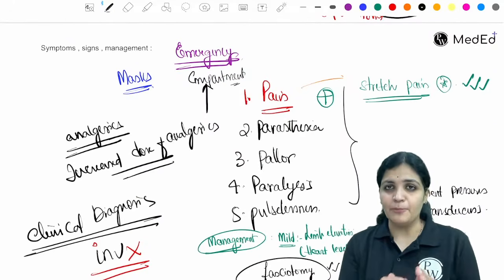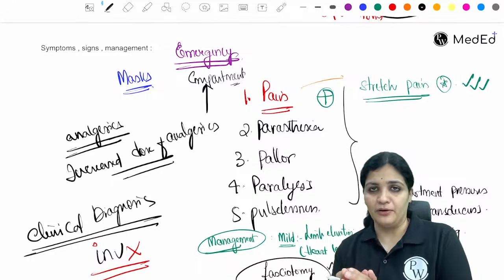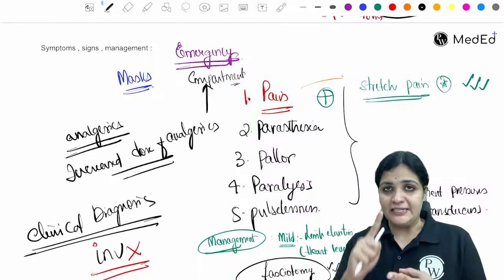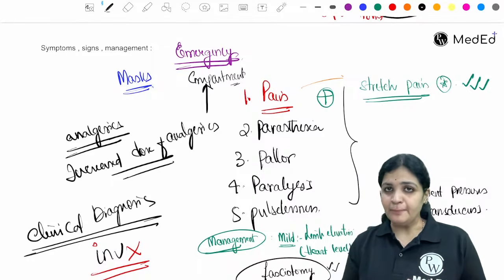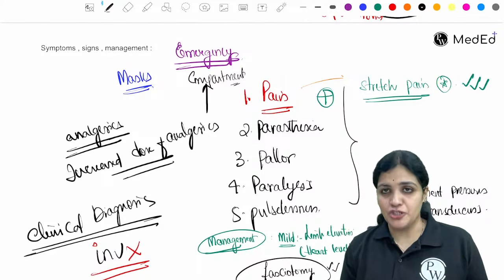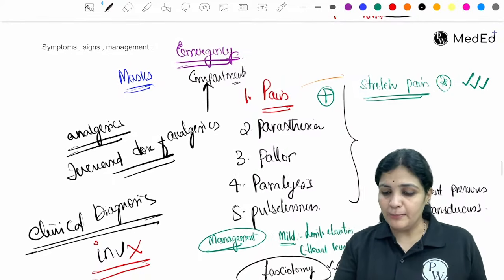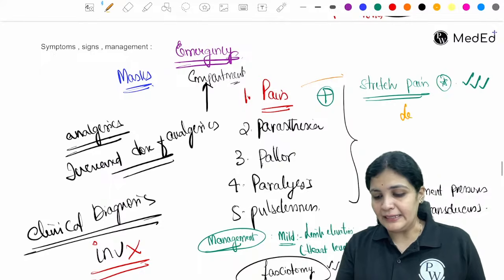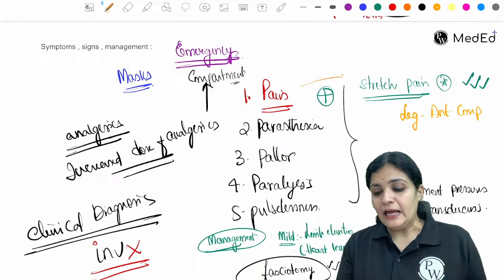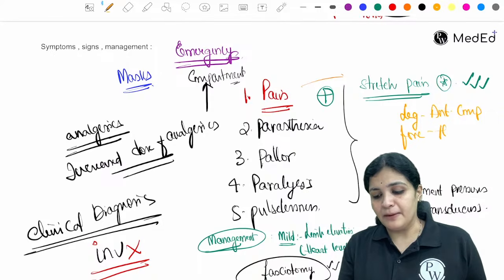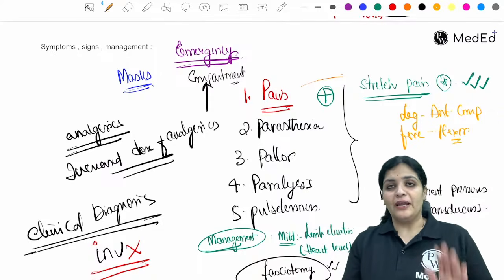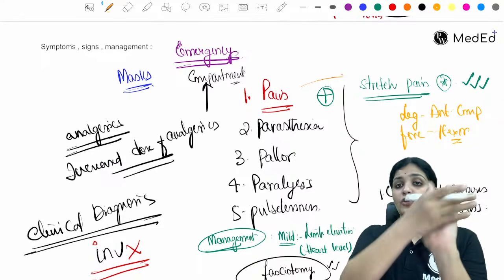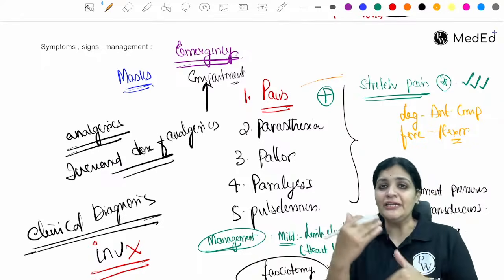The signs and symptoms are very important. You have to mention them. Pain is a very important symptom, and then the sign is the stretch pain. Usually the most important thing is in the leg, the anterior compartment is most commonly involved, and in the forearm, it is the flexor compartment which is most commonly involved. Whenever your flexor compartment is involved, you're extending it, right? That is called the stretch pain.